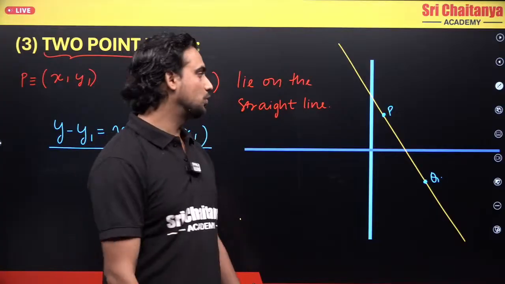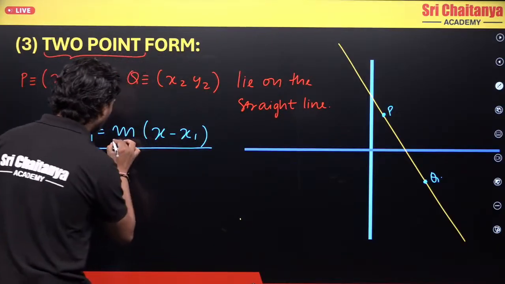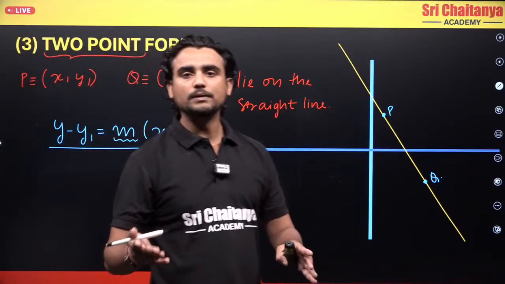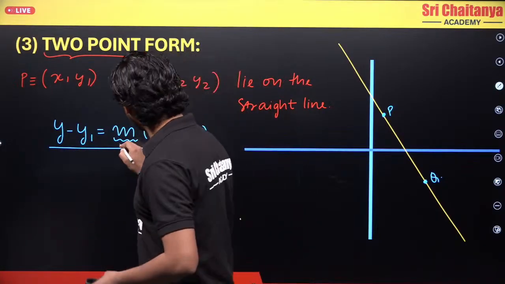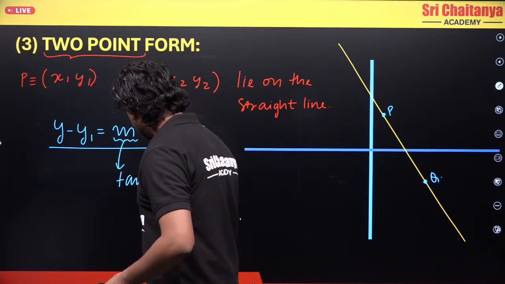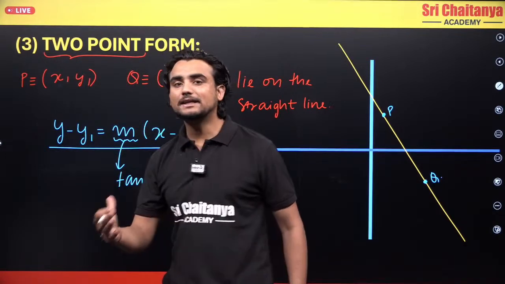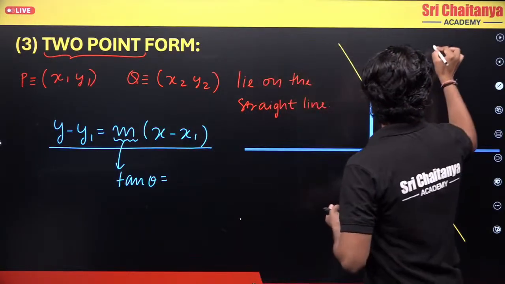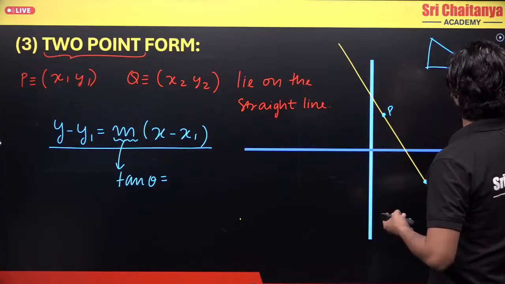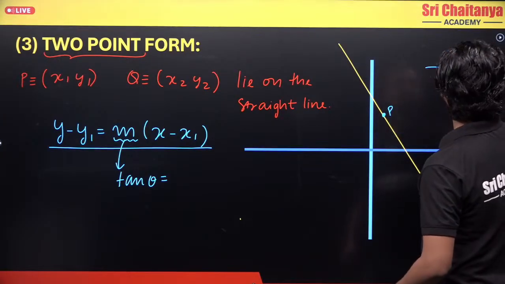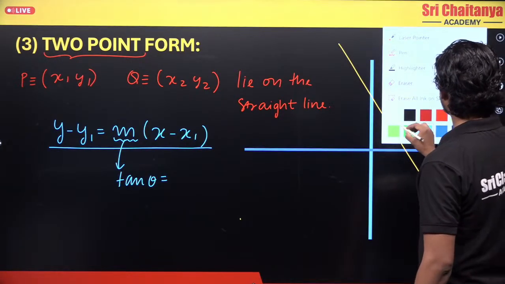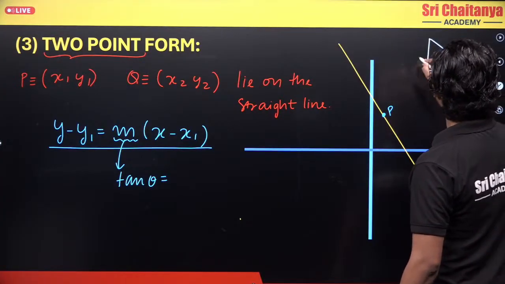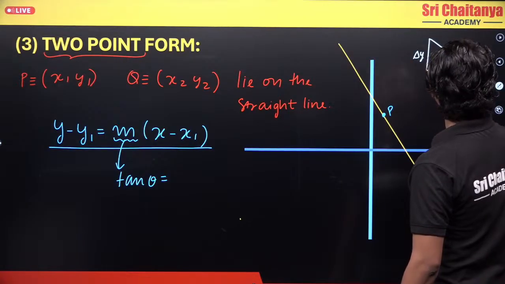But now let's talk about the slope. What is slope first of all? The slope is basically tan theta, no? The slope m is equal to tan theta, right? And what is tan theta basically? Let's suppose I have a triangle like this, and this is theta, and let's say this is delta y and this is delta x.